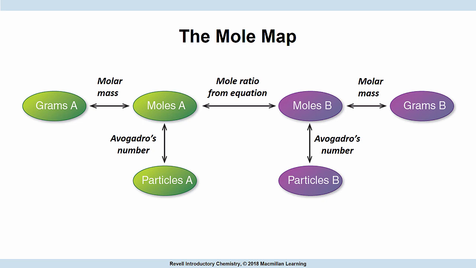To summarize, we can use the mole map like the one here to solve any stoichiometry problem that relates grams, moles, and particles. Notice that we only have 3 types of conversion factors for these problems: the molar mass, Avogadro's number, and the mole ratio, that is, the coefficients from the balanced equation.